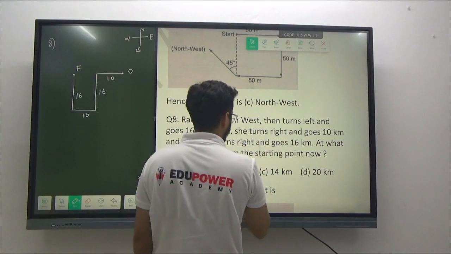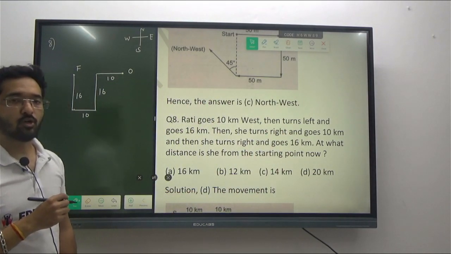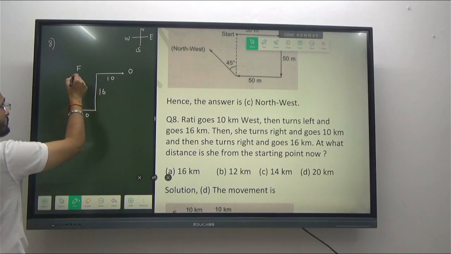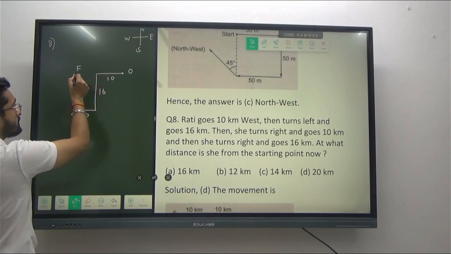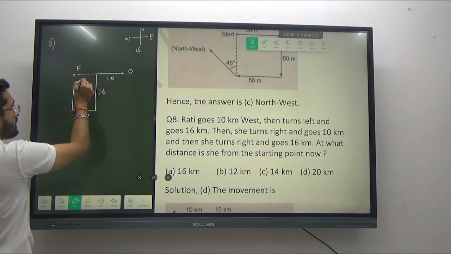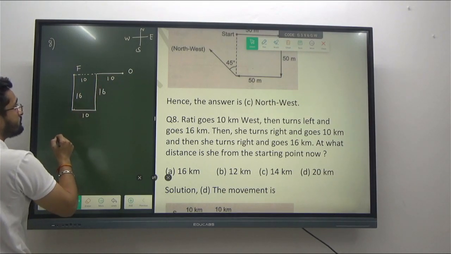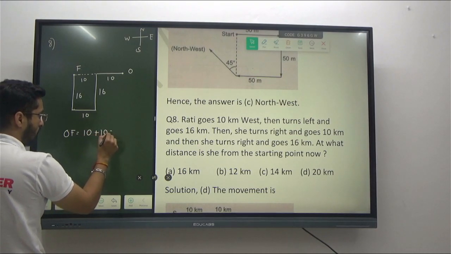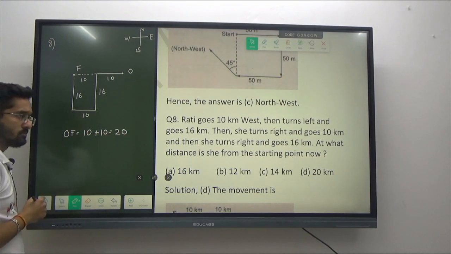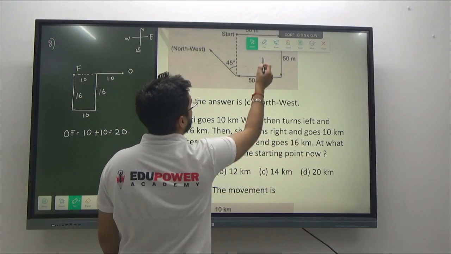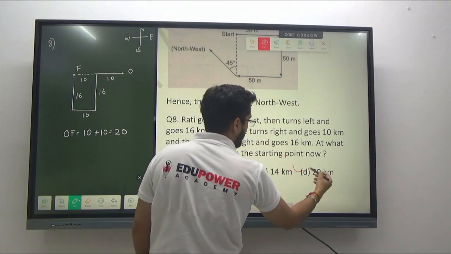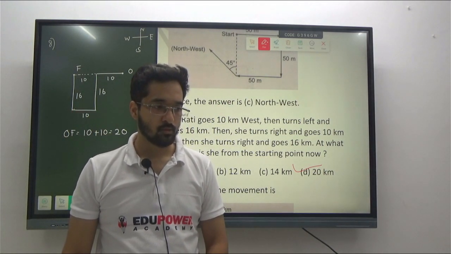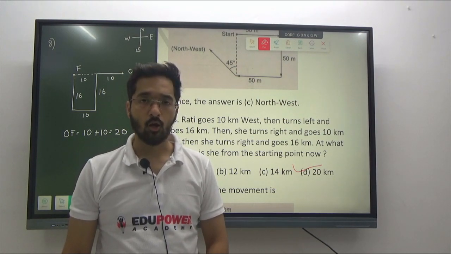At what distance is she now from the starting point? What distance is she now from her starting point? Question number 8. So, she is at how much distance? See, this distance will be how much? 10 plus this distance is 10. Okay. So, we can say that OF is nothing but 10 kilometer plus 10 kilometer is equal to 20 kilometer. So, answer is D. Answer is D, 20 kilometer. I hope there is no doubt in this question.